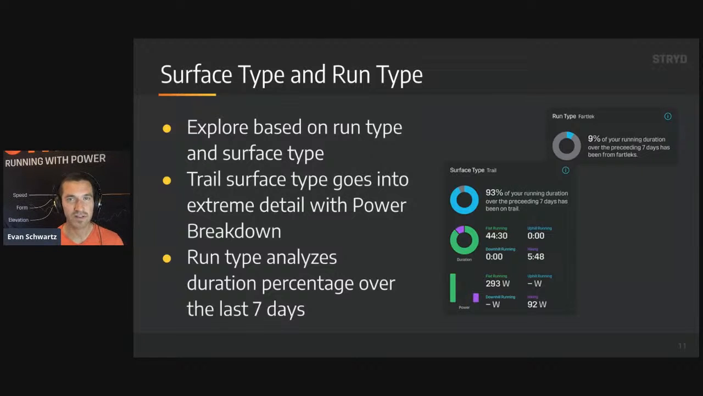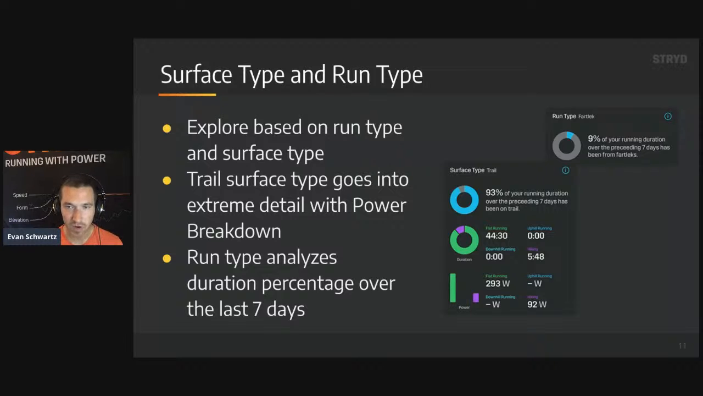Surface type and run type. This one is a lot of fun, and I really enjoy some of the uniqueness these different tags can have. So you can explore based on your run type and surface type. The specific example we pulled out here, because I think this looks absolutely amazing, is the surface type of trail. We can see that 93% of the running duration for this athlete has been on trail for the preceding 7 days. Then we can see some really interesting breakdowns.